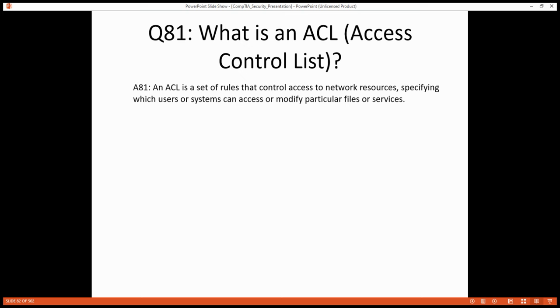Q81. What is an ACL, access control list? A81. An ACL is a set of rules that control access to network resources, specifying which users or systems can access or modify particular files or services.